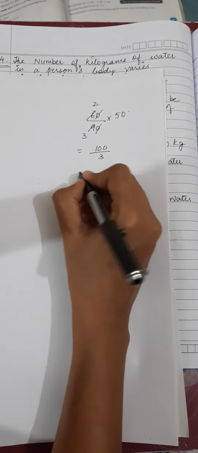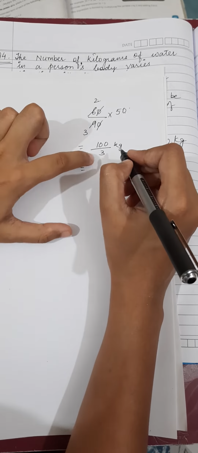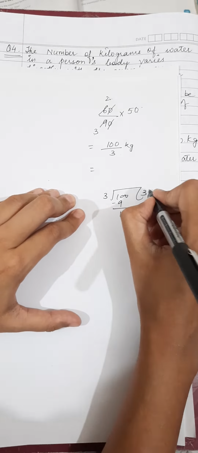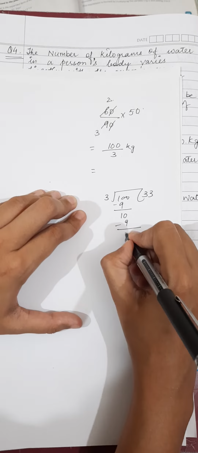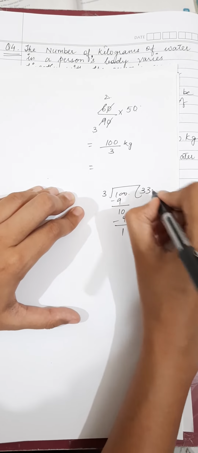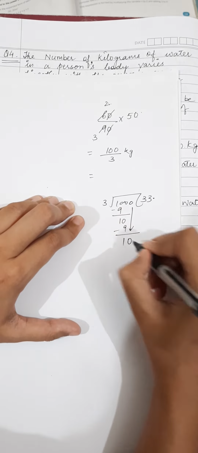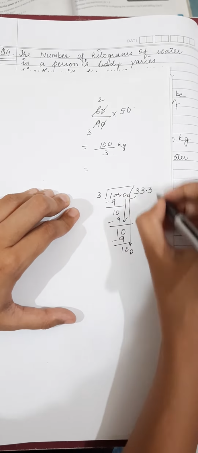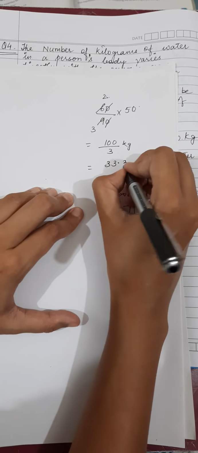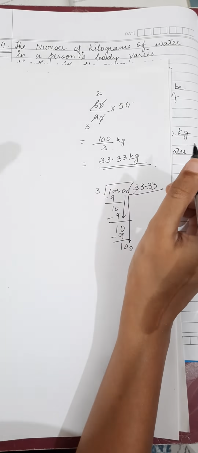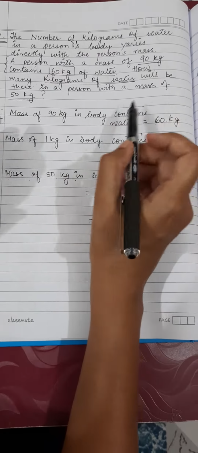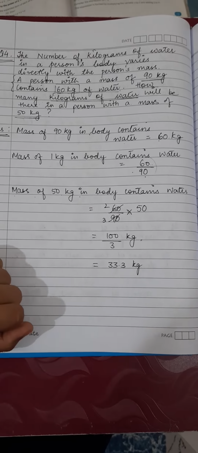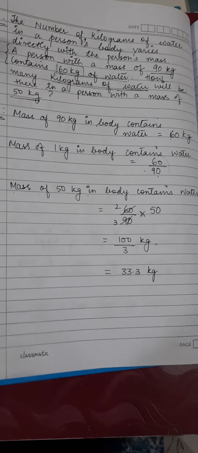Done. Now you can keep it here also, or if you want to divide it, let us divide 100 by 3. 3 3s are 9. Again 1 is coming. So I am going to place a decimal and put down 0. So this will become 10, so it is going on 3 again. Then same thing. So this means 33.33 kg of water is there if the person's mass is 50 kg. And this is your answer. So this is your question number 4. Right? Now let's do question number 5.